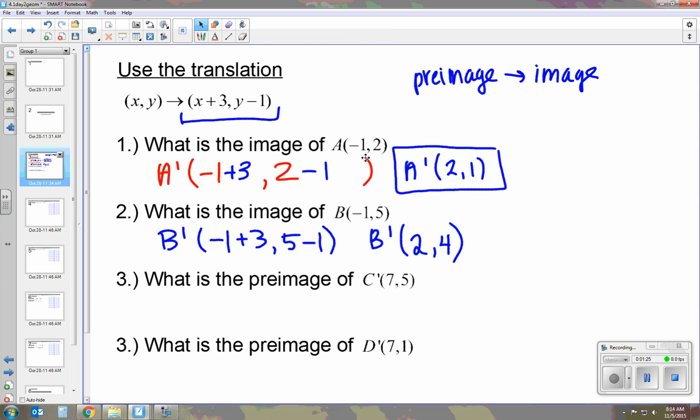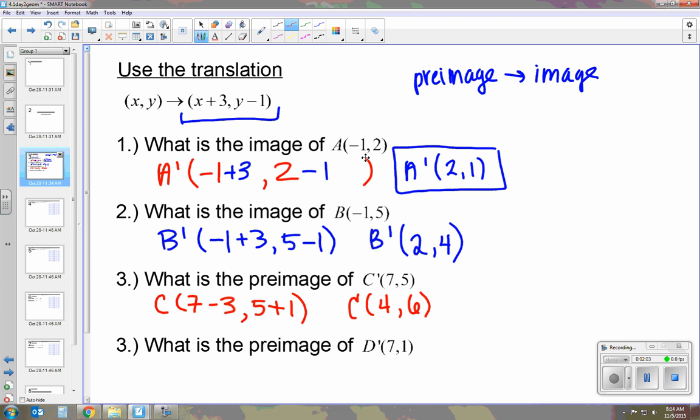Now the next one is a little different because it says, what is the pre-image of C prime 7, 5? So pre-image, what we're going to do is we're going from the image and we're going backwards. So we're going to do the opposite to find the pre-image. So instead of adding 3, we're going to subtract 3, and instead of subtracting 1, we're going to add 1. So we're going to say we have C, the pre-image, and we're going to subtract 3 from the x and add 1 to the y. So what we get for the pre-image is 4, 6.